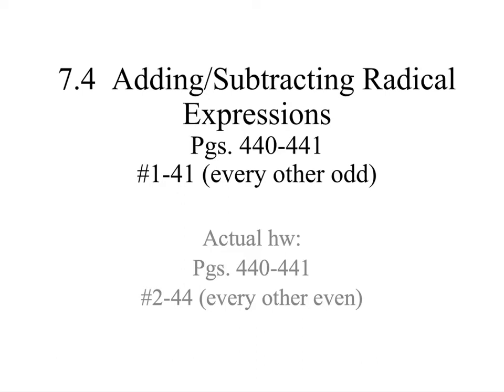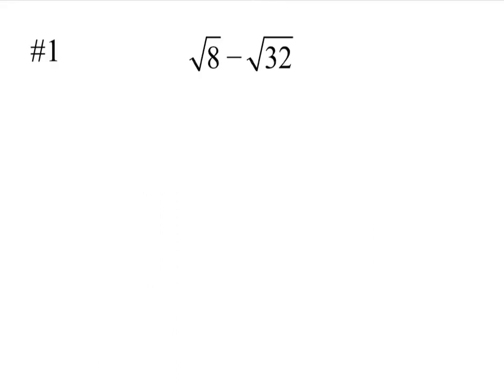All right, here we go. 7.4, the homework was 440 to 441, 2 to 44, every other even, and I'm going to do 1 through 41, every other odd. All right, remember this is adding and subtracting radicals, and I told you guys to treat the radicals as if they were x's, and use the same rules that you use when you're talking about variables.